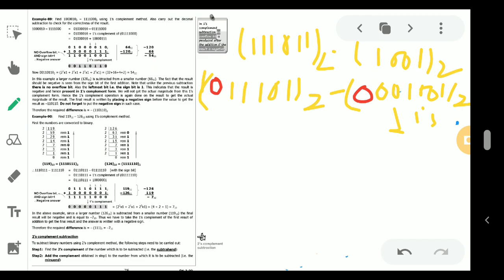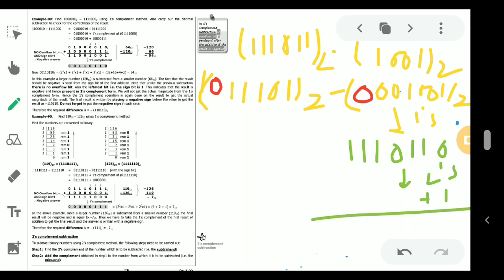So the result I am getting is 11101110. Now we have to find out the 2's complement of the number. So how to do it? We have to add plus 1 with whatever 1's complement value I am getting. So if you add, it will become 111011. So this becomes the 2's complement of the second number.